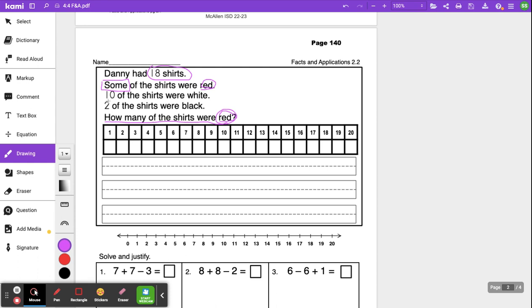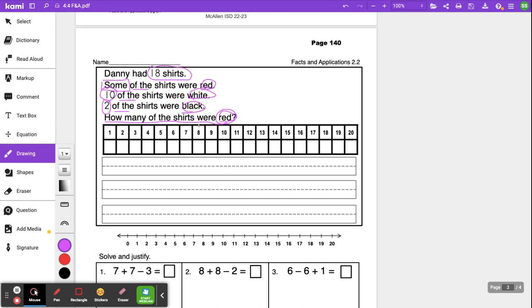Now it tells us 10 of the shirts were white. What's important? 10 and white. I want you to also notice that it says of the. Remember, these phrases, of the, means that it's a part of the whole. And if I'm taking a part away from the whole, then I'm subtracting. Look at the next line. 2 of the shirts were black.